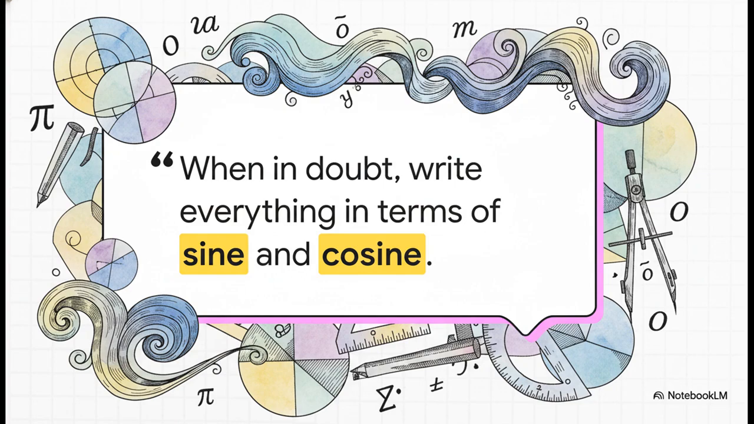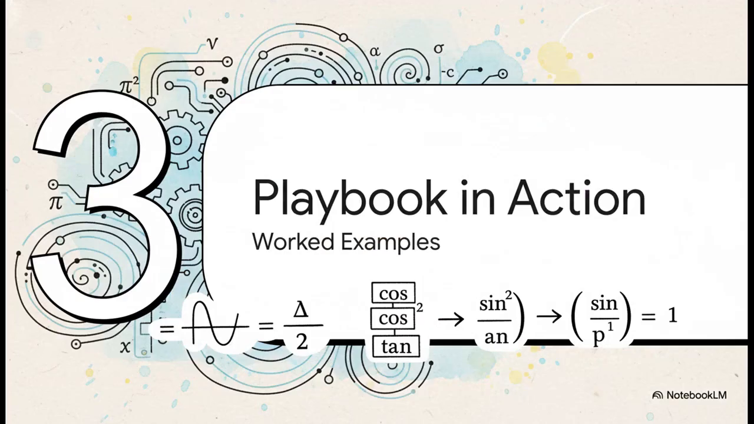Okay, I really want to pause on this for a second because this is the single most important piece of advice in the whole playbook. Seriously, if you remember nothing else, remember this one thing. Writing everything in terms of sine and cosine is your best first move. It will almost always set you on the right path. It's the absolute golden rule. All right, theory is great, but let's see how this playbook performs in the real world.